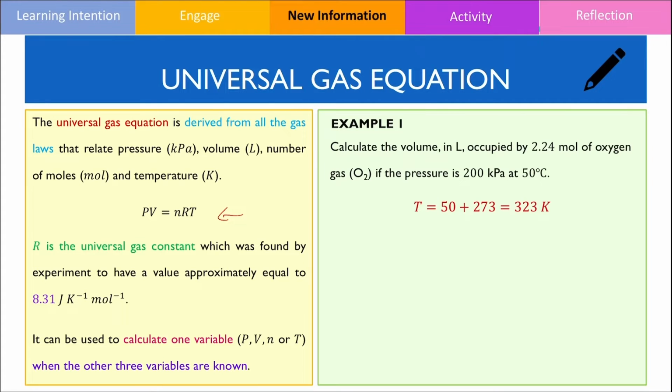From here, we could use the formula PV equals nRT and rearrange the formula to solve for V. To transpose and solve for V, we need to divide both sides by P, hence the equation should now look like this. From here, we plug in the values into the equation, and crunching these numbers into the calculator should give us a value equal to 30.1 liters. Let's have a look at another example.